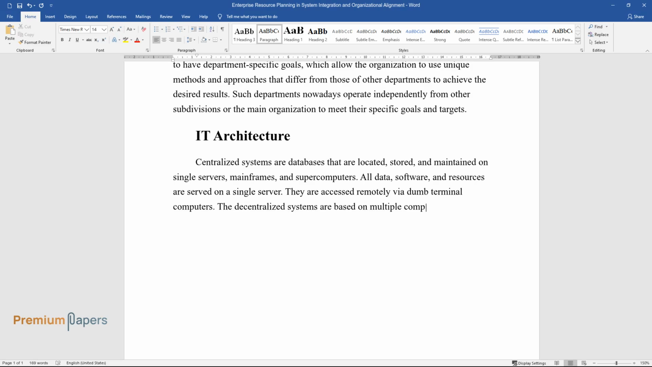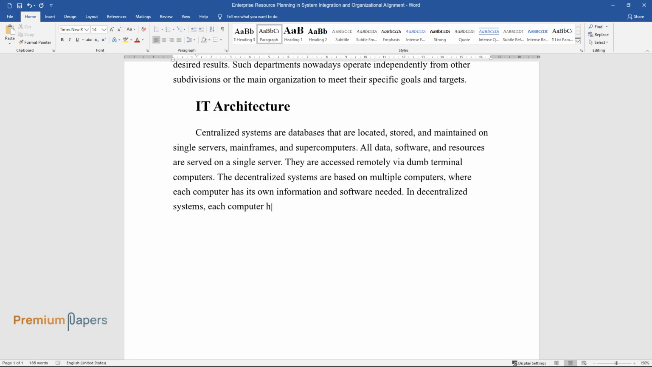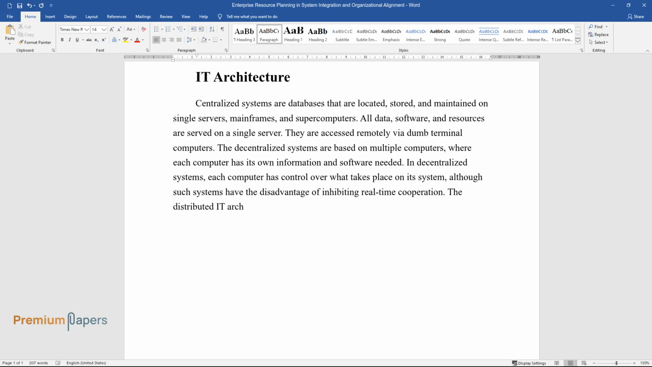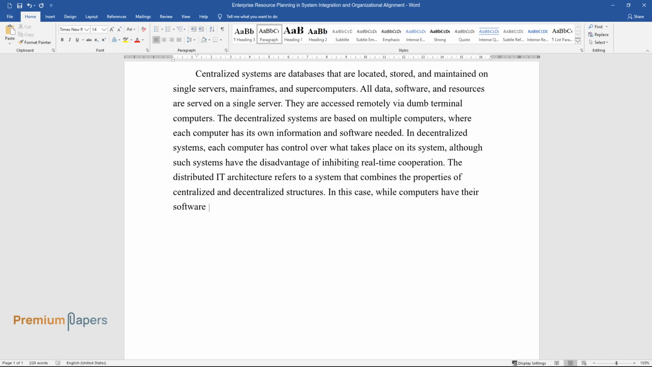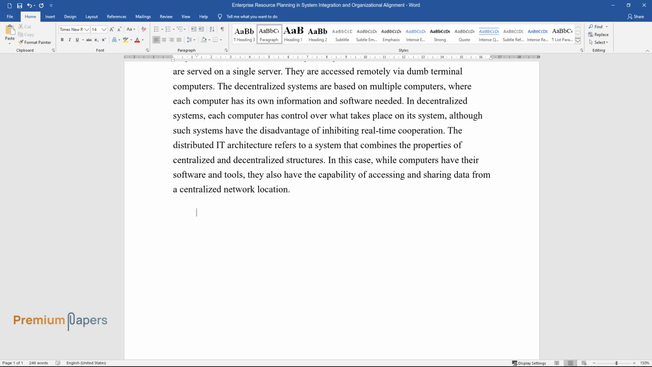The decentralized systems are based on multiple computers, where each computer has its own information and software needed. In decentralized systems, each computer has control over what takes place on its system, although such systems have the disadvantage of inhibiting real-time cooperation. The distributed IT architecture refers to a system that combines the properties of centralized and decentralized structures. In this case, while computers have their software and tools, they also have the capability of accessing and sharing data from a centralized network location.